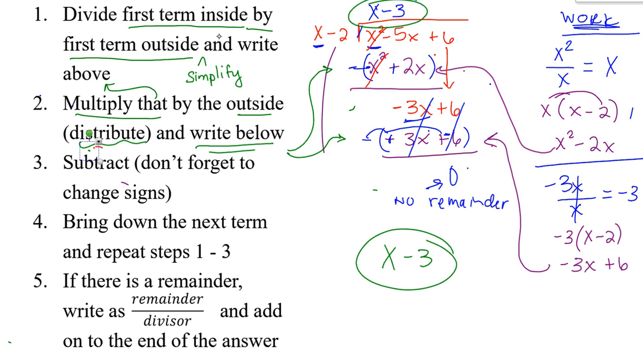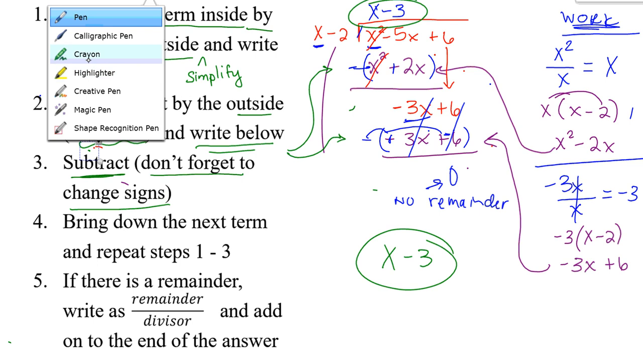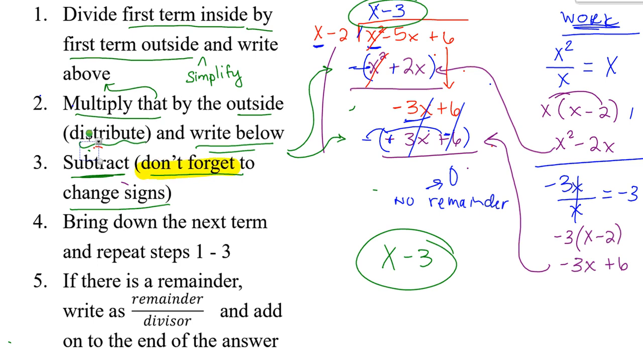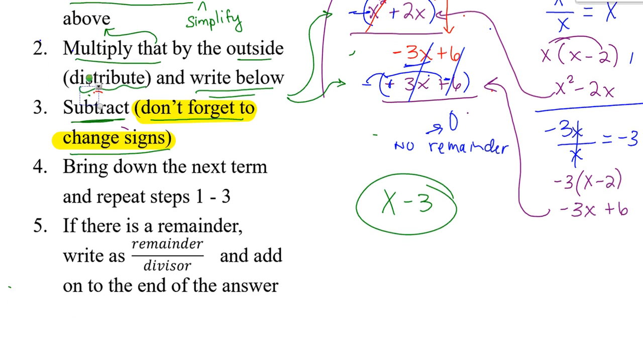Subtract. Now this is the key part right here. Subtract. Don't forget to change signs. I'm even going to highlight that because that is the #1 mistake that students make. They forget to change those signs. So be very careful when you do these not to forget those signs. Okay, now you bring down the next term and you repeat the steps.